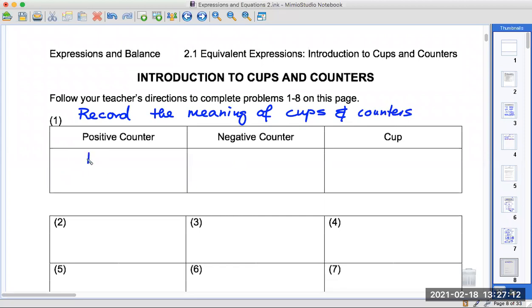So a positive counter looks like a plus and it means +1. A negative counter is a minus and it means -1. A cup is a value, or I should not say means, value. I want to write value here. Value, and same here.